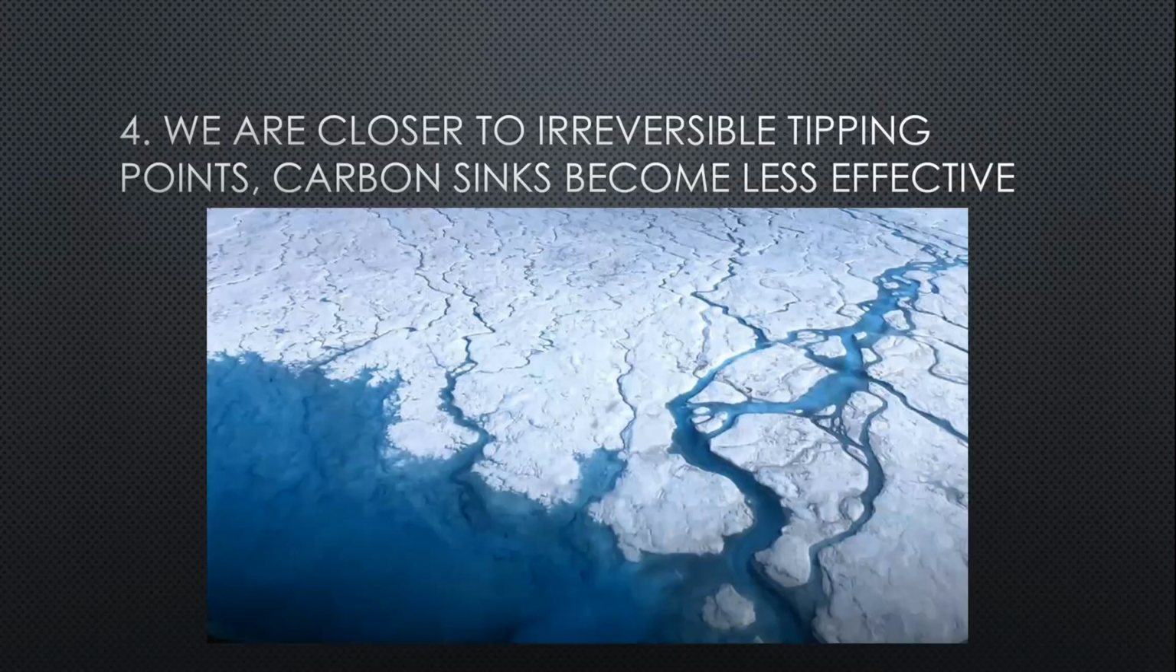And then you've got number 4, we are getting closer to irreversible tipping points. Carbon sinks become less effective. What does this mean? This is important because it means if nothing changes, we are getting to a point where it becomes irreversible. The damage that is done becomes irreversible. And the thing is that the hotter the Earth becomes, the less efficient the carbon sinks become.